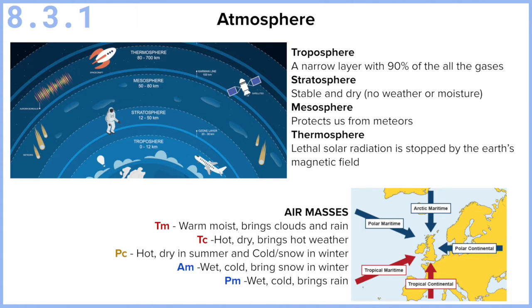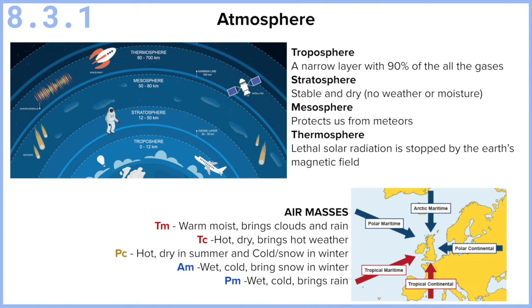This is a small band of gas between 0 and 12 kilometers from the planet. It holds 90% of all the gases that make up the atmosphere in this small little area. So that's the oxygen, the carbon dioxide, the nitrogen, the methane, all of it. And this allows us to breathe. It creates the pressure that we're expecting as well. And it's also the area that we live in.